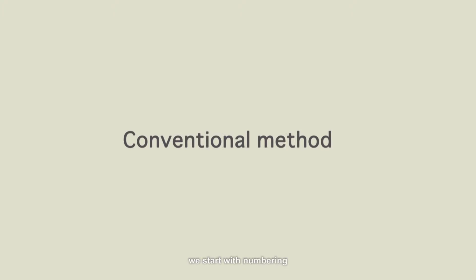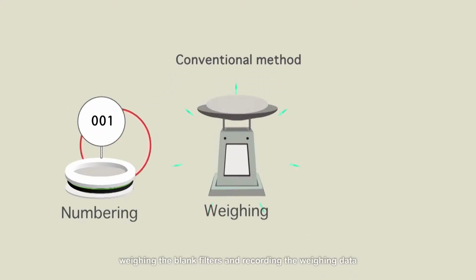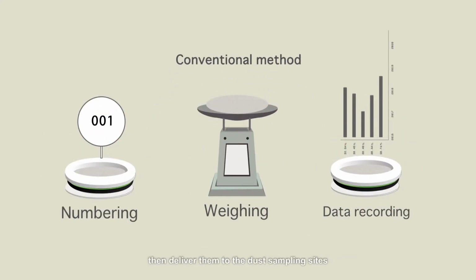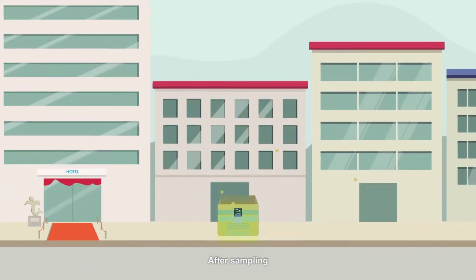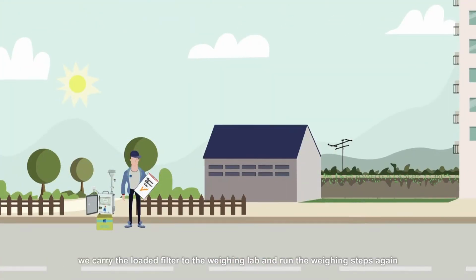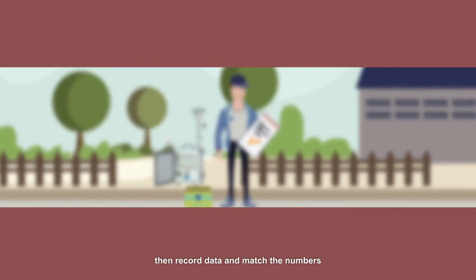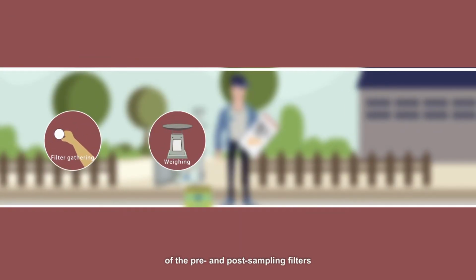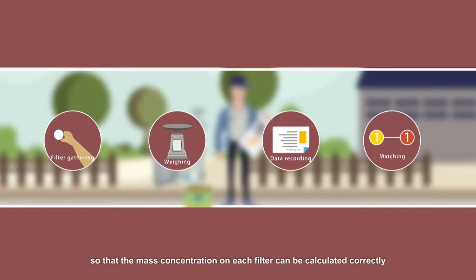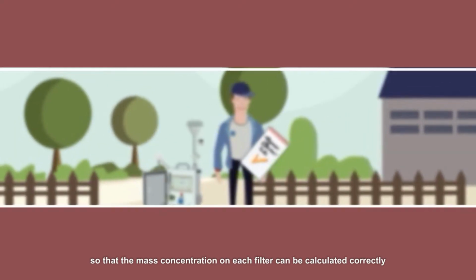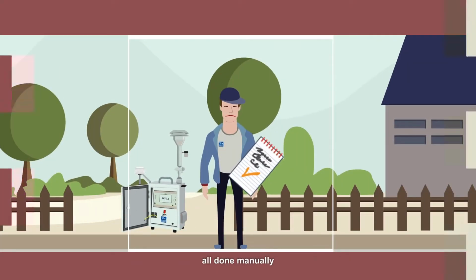Conventionally, we start with numbering, weighing the blank filters and recording the weighing data, then deliver them to the dust sampling sites. After sampling, we carry the loaded filter to the weighing lab and run the weighing steps again, then record data and match the numbers of the pre- and post-sampling filters, so that the mass concentration on each filter can be calculated correctly, all done manually.